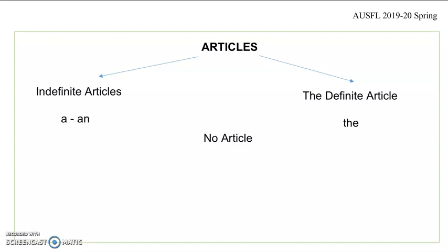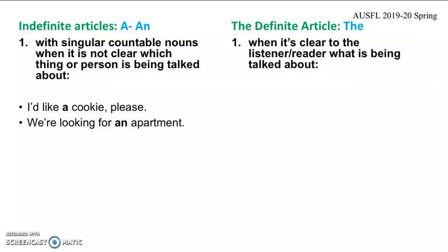Now let's look at some basic rules on how to use articles in English. Rule number 1. Indefinite articles are used with singular countable nouns when it is not clear which thing or person is being talked about. For example, I'd like a cookie, please. When I say that, I'm not telling you which specific cookie I'd like to have. I'm just saying I'd like any cookie in general. If I want to make it specific, I can say that I'd like the cookie next to the muffin.